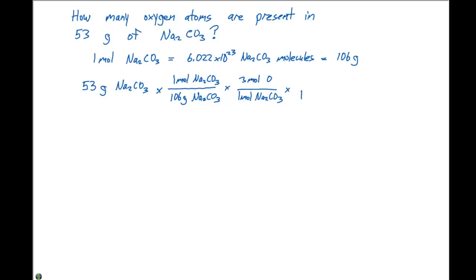For every 1 mole of oxygen, there are 6.022 times 10 to the 23rd oxygen atoms. So if we're trying to determine the number of oxygen atoms, we first need to go from grams of sodium carbonate to moles of sodium carbonate, then moles of sodium carbonate to moles of oxygen, and moles of oxygen to atoms of oxygen. When we go through and perform this calculation, we get 9.0 times 10 to the 23rd oxygen atoms.